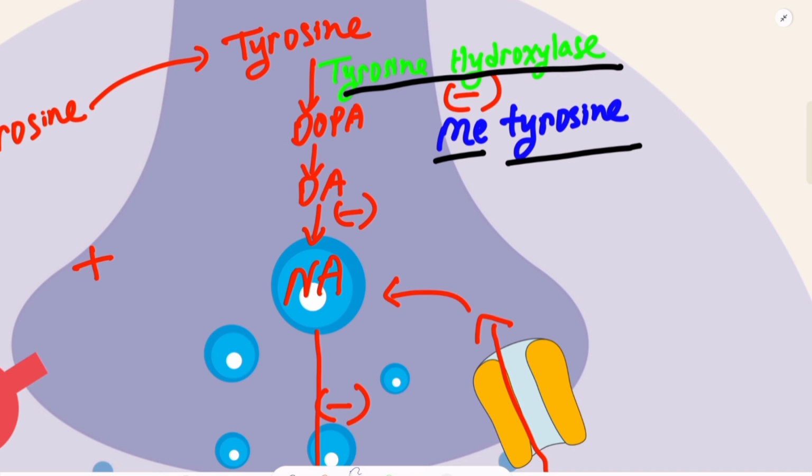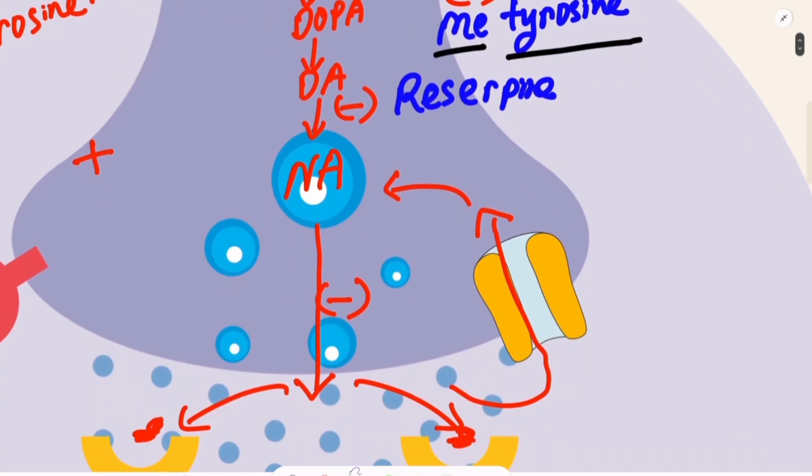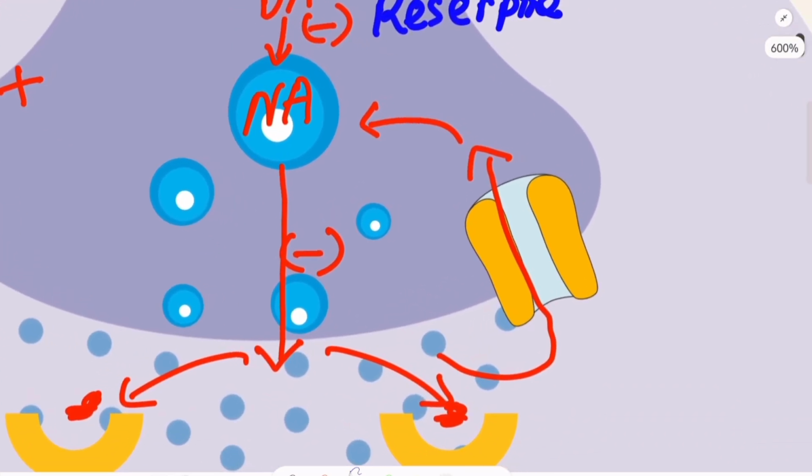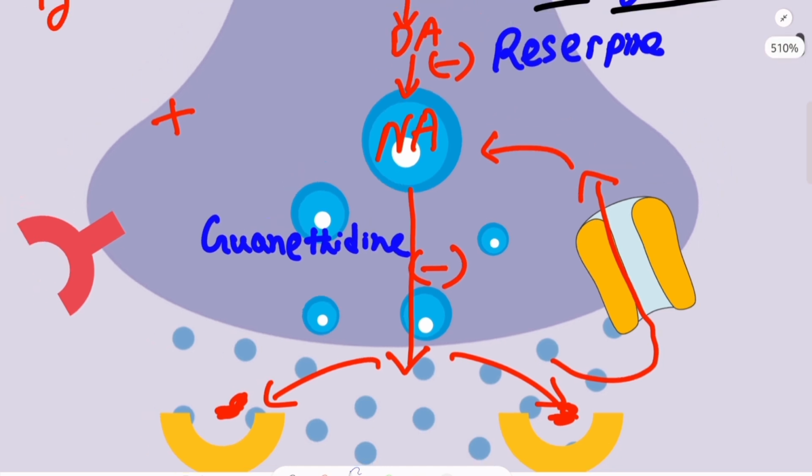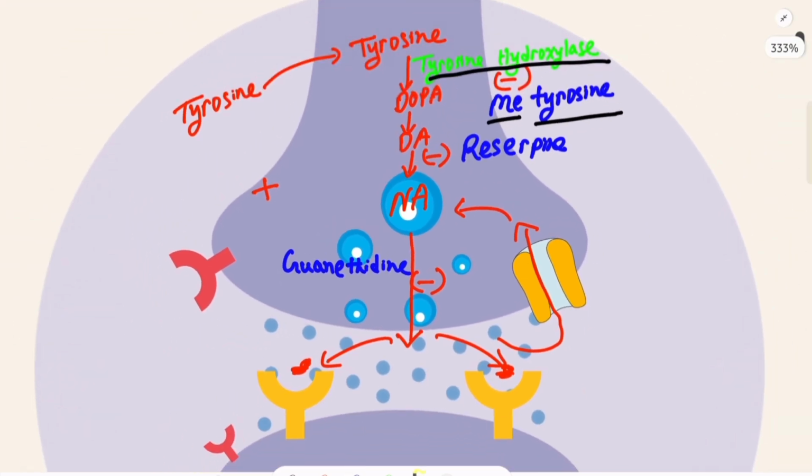Now, the drug that blocks the entry of dopamine into the vesicle is called reserpine. The third drug that inhibits the release of noradrenaline in the synapse is guanethidine. So, these three drugs, metyrosine, reserpine, and guanethidine, decrease noradrenaline in the synapse, thereby decreasing the sympathetic activity.